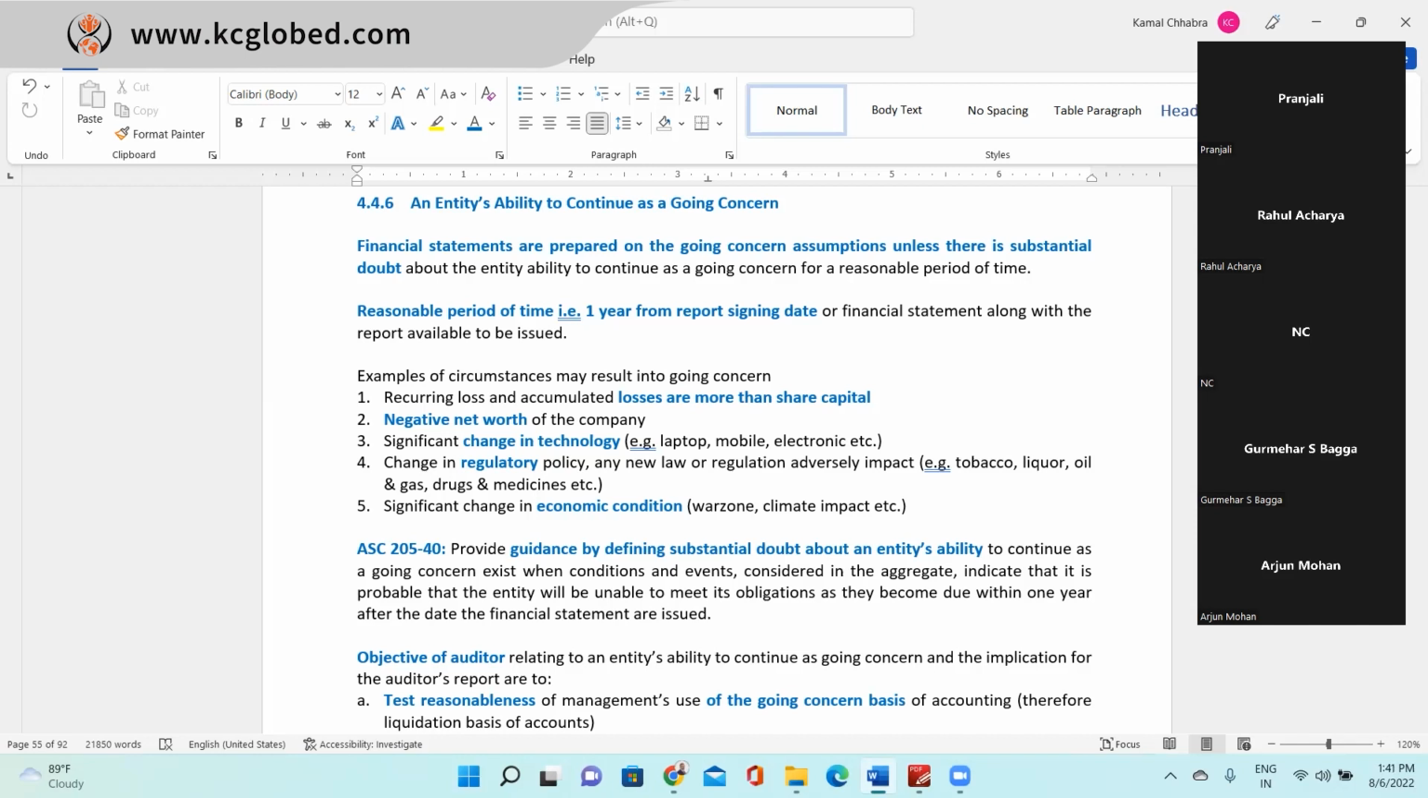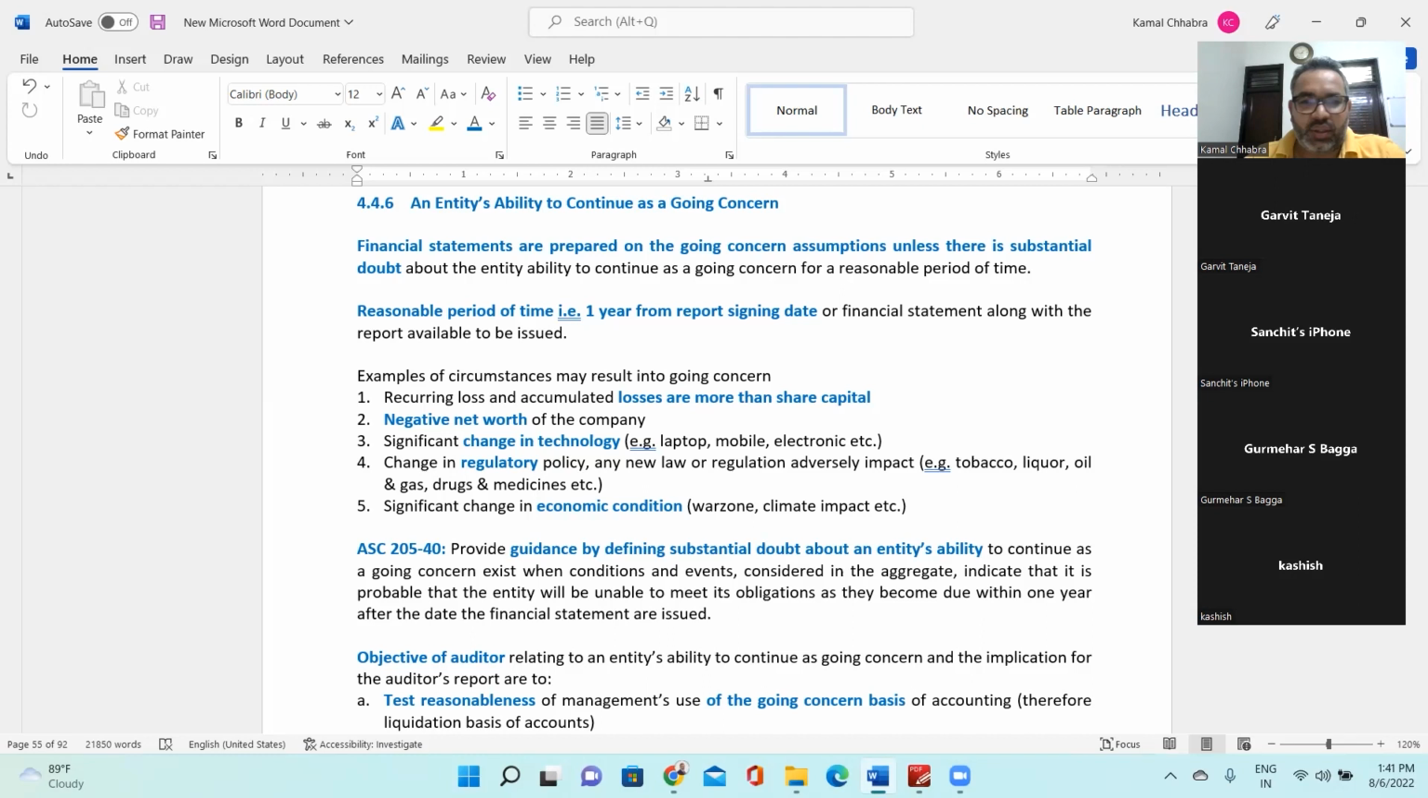Anyone else? Pranjali, Gurmehar, Rahul. A major shift in technology, so their product might have become outdated for the audience. That is basically part of external factors. Yeah, that's very true. We discussed Kodak and Fuji. Yeah, Kodak, Fuji, Nokia, right?